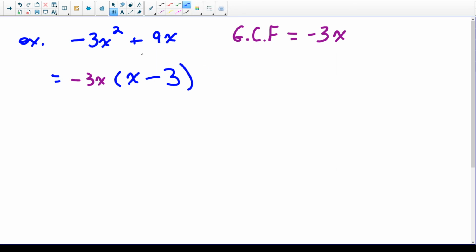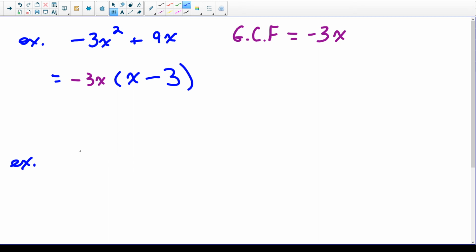So the sign here between the two terms changed because we pulled out a negative sign. In fact, the sign in front of this term changed as well, right? It was a negative in the first term, and now it's a positive in the bracket. That's because we pulled out the -3x.